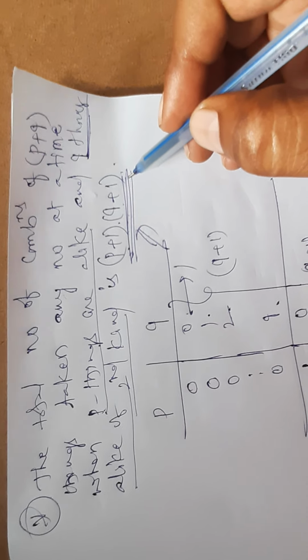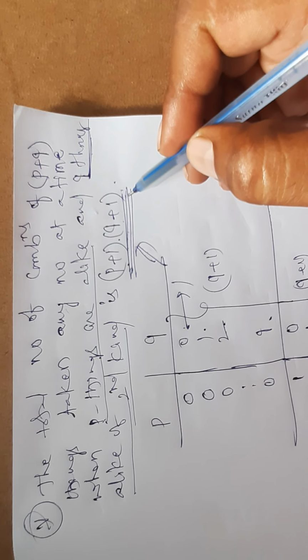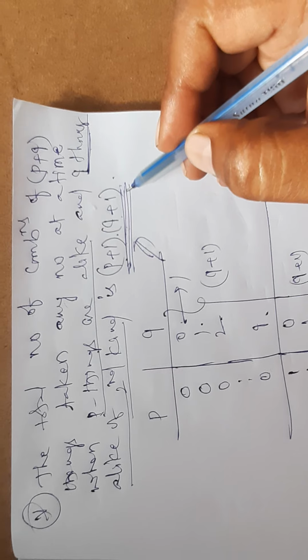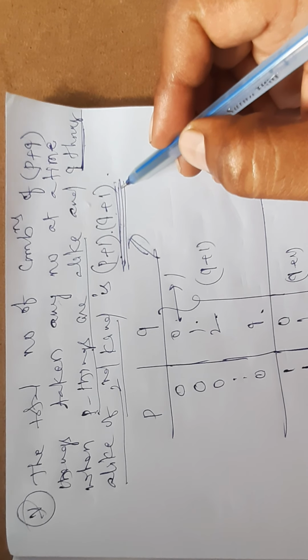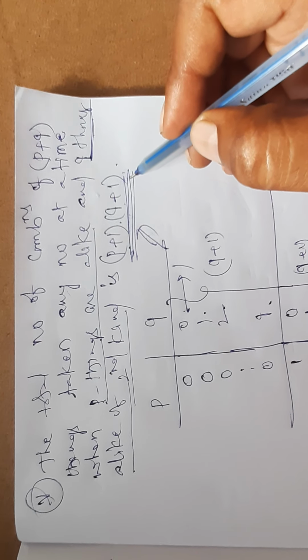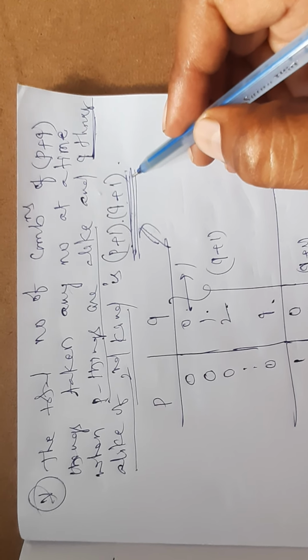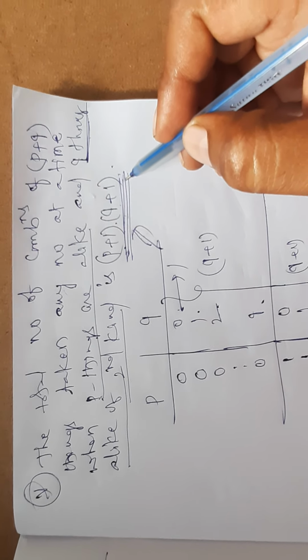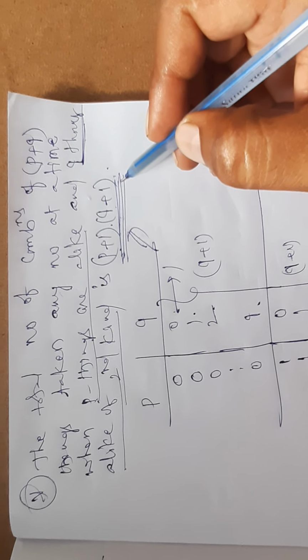This is also one more important point. The total number of combinations of p plus q things taken any number at a time, any number means either 0 or more at a time, when p things are alike of one kind, q things are alike of second kind, is nothing but p plus 1 into q plus 1.